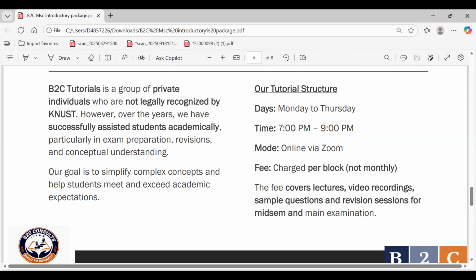So I'm sure during the question and answer time, we'll also give better particulars to this. And our charge is per block, and it is 100 Ghana cedis per block. So meaning first semester, since we have 3 blocks, it is 300 cedis, but this amount is paid per block. So you don't need to pay the 300 cedis, you just need to pay the 100 cedis, get registered, and you go through the block.